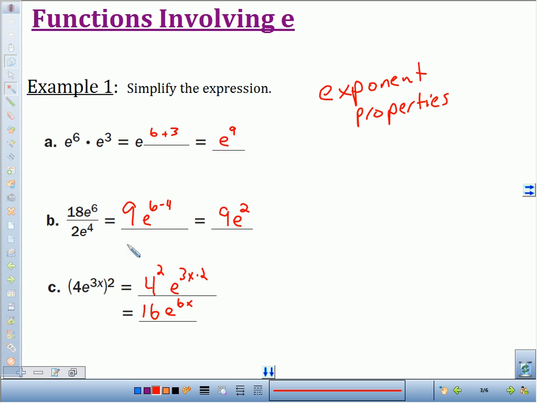All right, so all of our exponent properties still work, and we need to remember those exponent properties. They're not going away. So we're going to get some practice with e this time instead of just x.